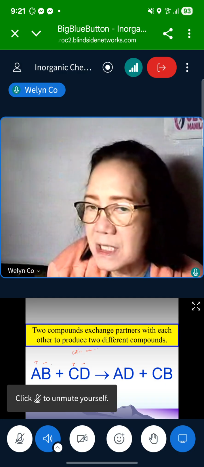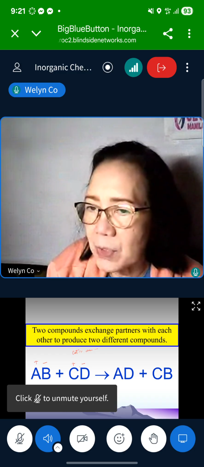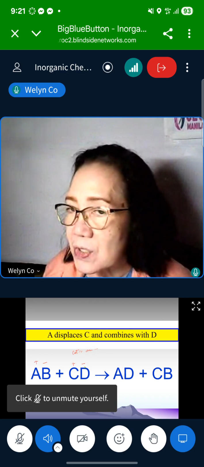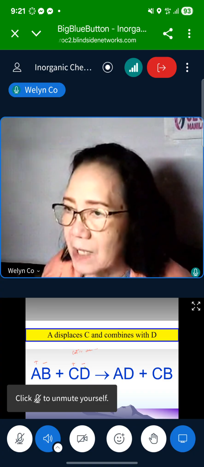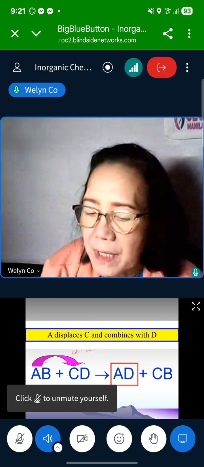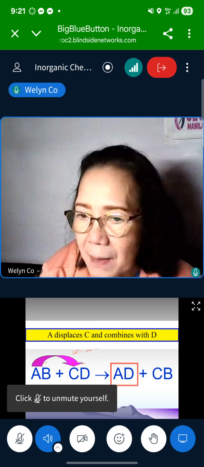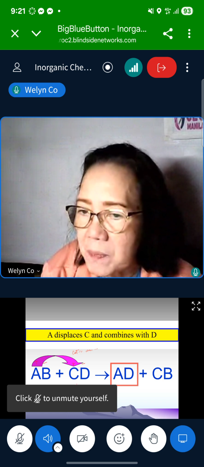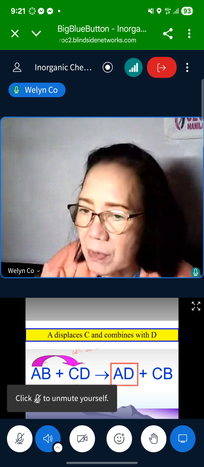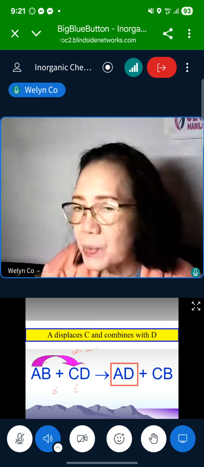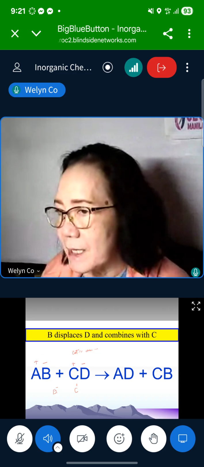Definitely, the partners change, so your A combines with D. Okay? So to form now your AD, your A displaces the C and combines with D to form AD, and what is left behind now are your B and C. Right? B negative and your C positive. So it could not be BC. It must be the other way around. It would be CB because your C here is positive and your B is negative. Okay?